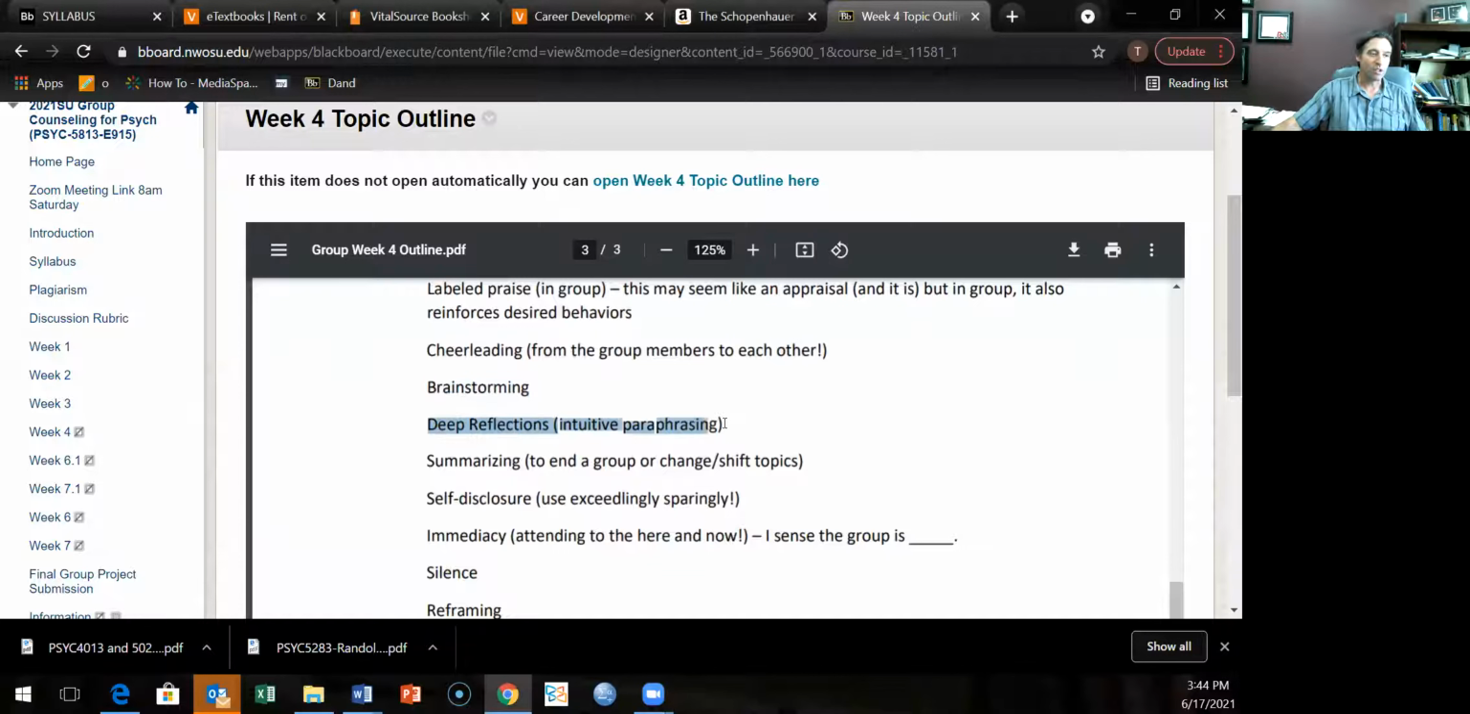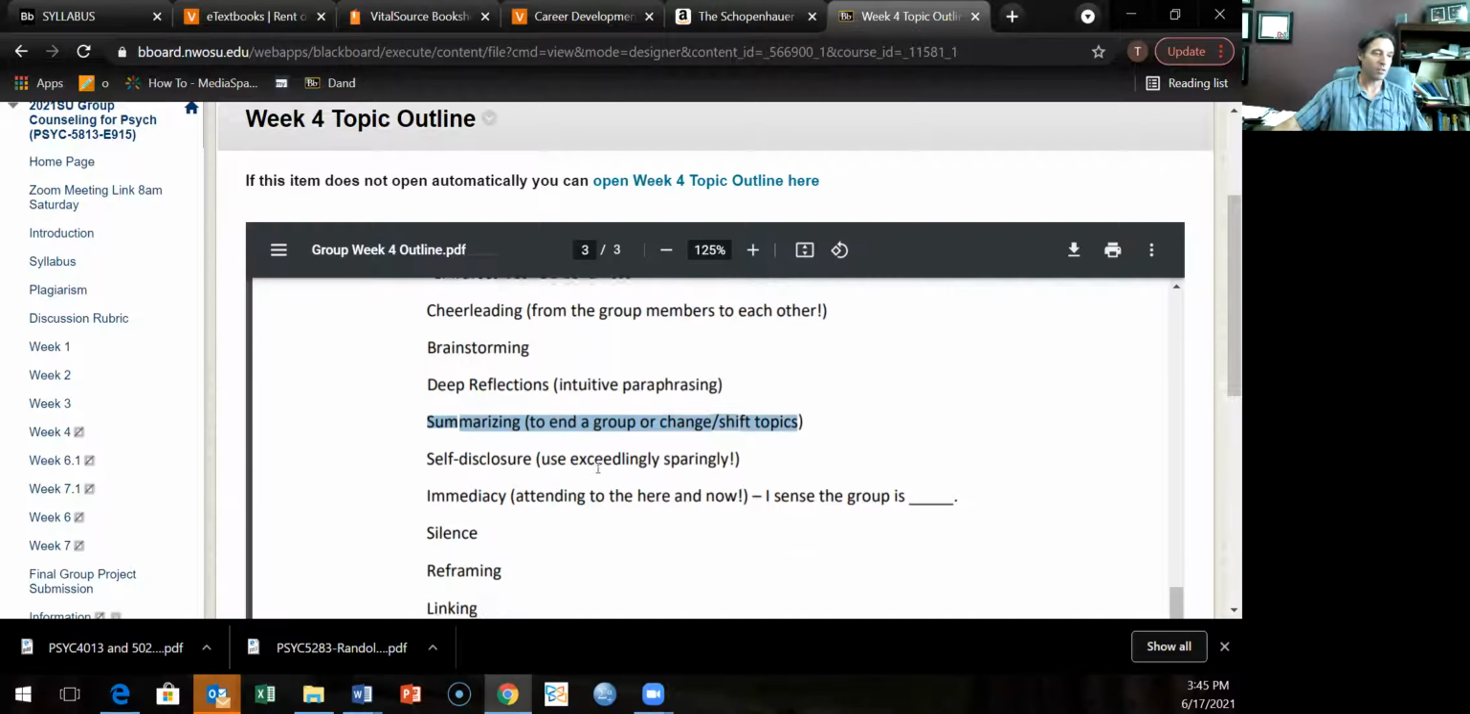Deep reflections, intuitive paraphrasing. So that's where I was going with the one where you're speculating. But sometimes you're not speculating, you just feel it. You feel it as the group leader. "This topic deeply touched us all. I've noted each member almost on the verge of tears talking about this." That's kind of a summarizing too, because at that point you've acknowledged what's happened, and you're changing and shifting focus to something else.